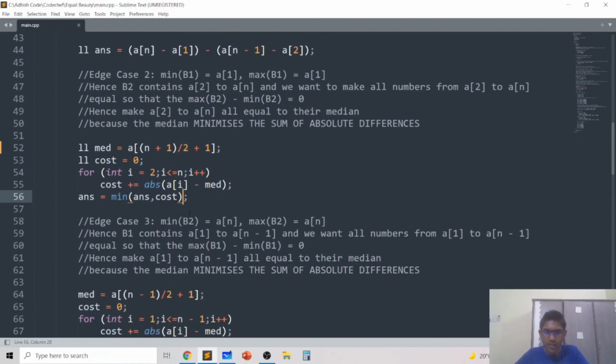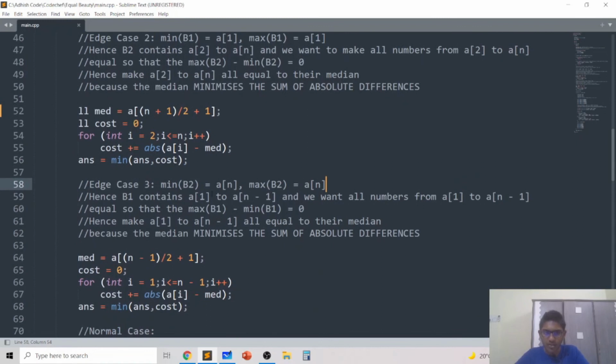Then in edge case 3 we have only one element, which is an in partition 2. So in that case b1 contains a1 through an minus 1, and we need to make all these numbers equal to their median.